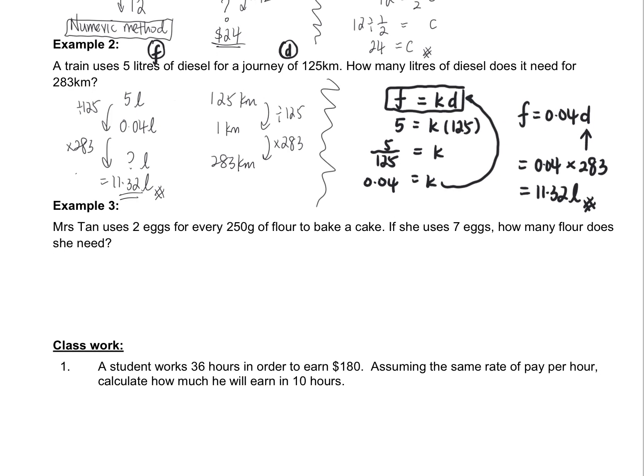Okay, 2 eggs use up 250 grams of flour. Okay, so 7 eggs. I want to know how much I need. So of course I find 1 egg first. So I divide by 2.